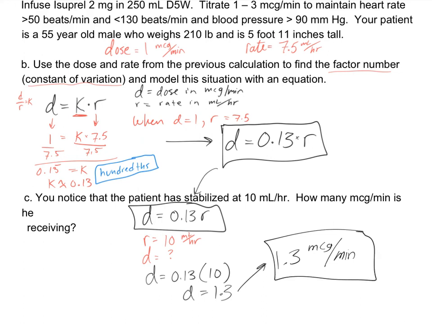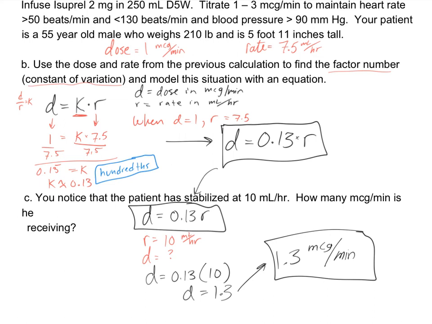So looking back over this entire problem, we needed to convert the initial dose into an initial rate. And that was telling us something about a relationship between the dose and the rate. Knowing that there's a direct variation between those, we used that to find the factor number, the constant of variation. And once we had this equation, we can use it to address different problems. In this particular problem down below, we were given the rate, and we needed to plug that in for R and solve for D.